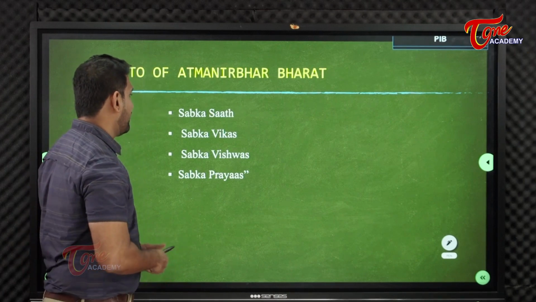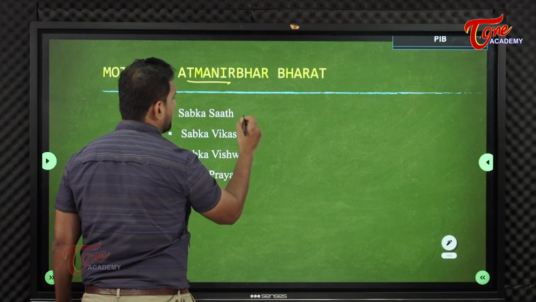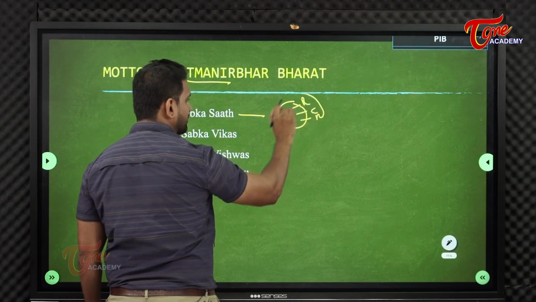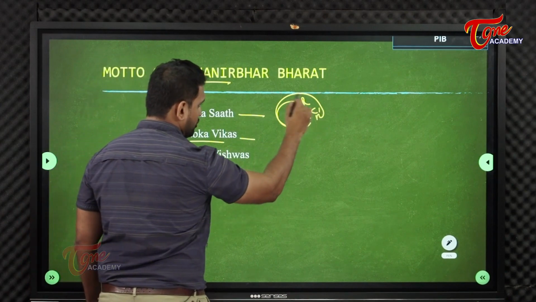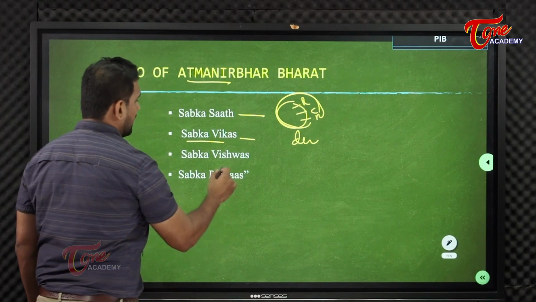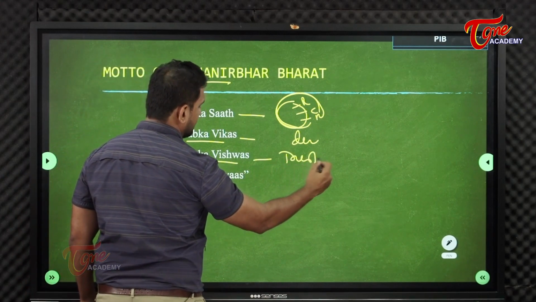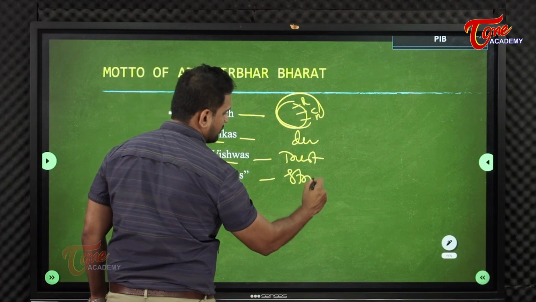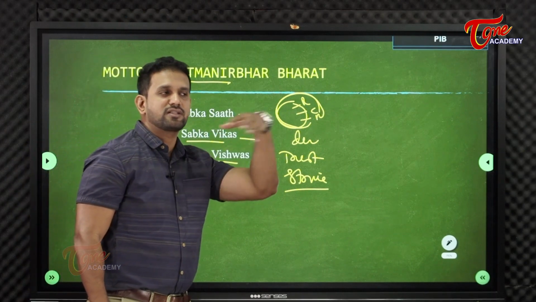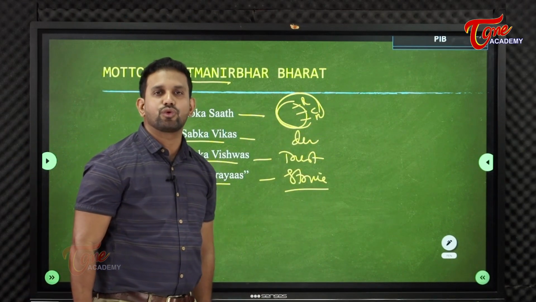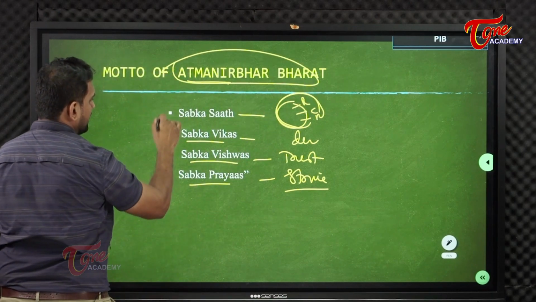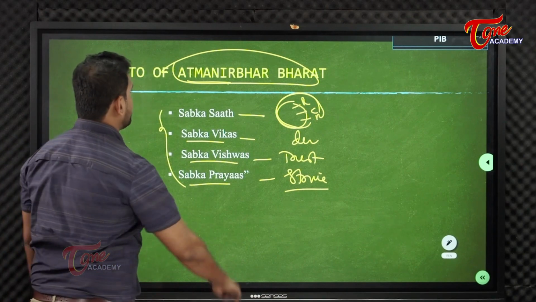The motto is very simple: Sabka Saath, everyone together, all religions, all castes, all races come together. Sabka Vikas, everyone should develop irrespective of religion, race, caste, etc. Sabka Vishwas, everyone should trust. Sabka Prayas, everyone should strive, meaning they should have the character to go and achieve, to become Atmanirbhar in our own self. So these are the four important ingredients in Atmanirbhar Bharat.